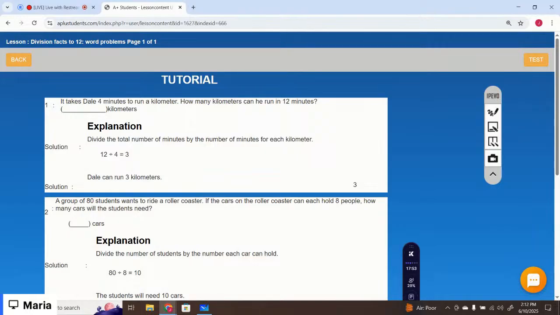So 4 minutes to run a kilometer, right? We need to calculate how many kilometers we can run in 12 minutes. So we need to divide 12 by 4. So 12 divided by 4 equals D.